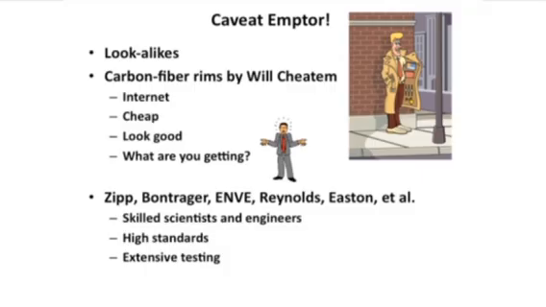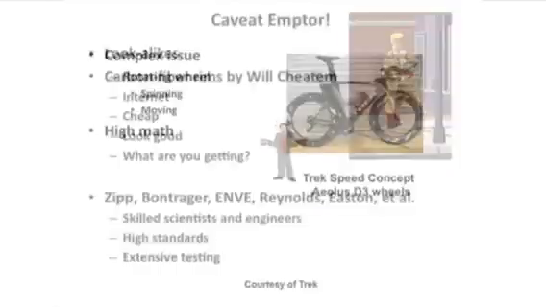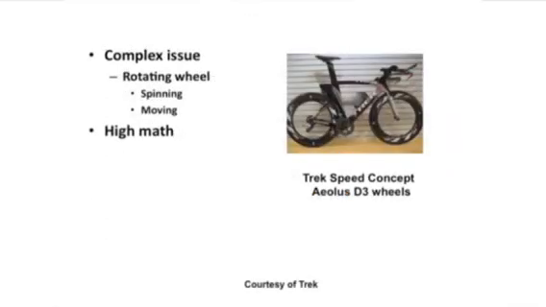properties quite a bit. It turns out that this is a very complicated subject, not surprisingly. A rotating wheel is a complex thing to study because the wheel is spinning at the same time that it's moving forward. Shown here is a Trek Speed Concept bike with ALS D3 wheels. We'll see that bike again in a couple of minutes. But some very high math is used to solve some of the mathematical problems associated with the aerodynamic drag on those kinds of wheels.